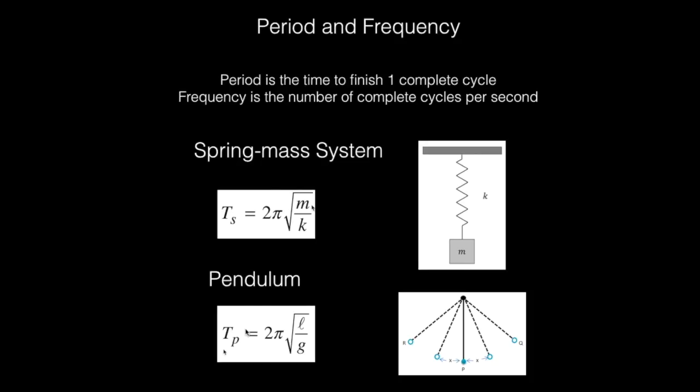So for a spring mass system, you change the mass or spring constant to change the period and frequency. And for a pendulum, you change the length of the rope, and if possible, change gravity to change the period or frequency. Okay, so this is a normal simple harmonic motion. And let's look at the circular motion.